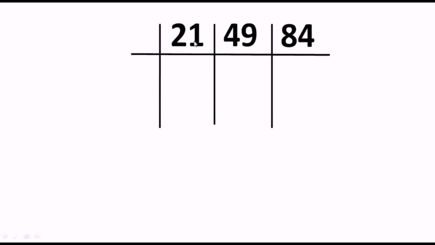If you observe the question again, 21: 2 plus 1 is 3. 49: 9 plus 4 is 13, and here you cannot divide it by 3, right? 84: 8 plus 4 is 12, here we can divide it by 3, right? Now what to do? Two numbers are divisible by 3, but not the middle one. The middle one is 49, and 49 is present in the table of 7. Now let's check whether the other numbers are divisible by 7 or not.